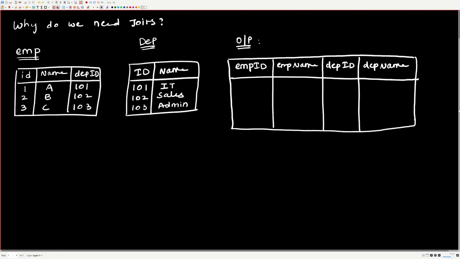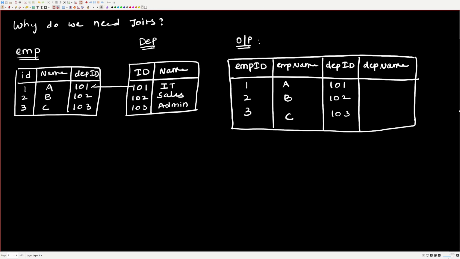First, whatever details are available in the employee table, let's fill all of them. The employee IDs are 1, 2, 3. Names are A, B, and C. Department IDs are 101, 102, 103. Now we just want the department name. Where can you get this? If you see here, 101 is matching with this 101, and the department name is IT. So you can match this 101 with this 101 and give the IT department name here.